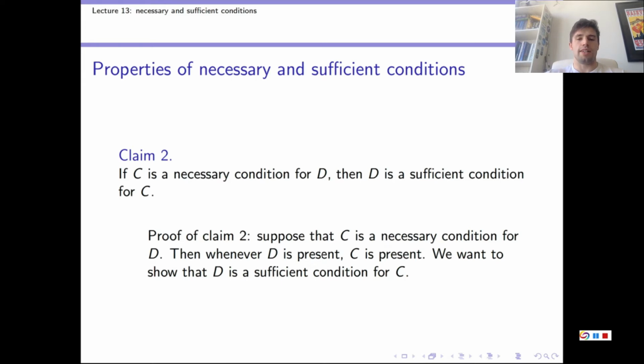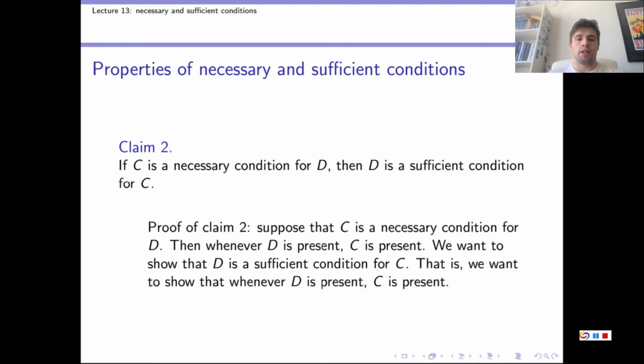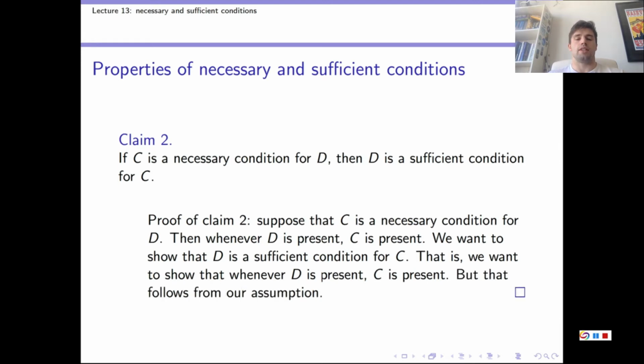We want to show that D is a sufficient condition for C. By the definition of sufficient condition, that just means that we want to show that whenever D is present, C is present. But again, we've already established that fact because we supposed that C is a necessary condition for D, and that's just what it means for that to hold. So we're done with claim 2 as well.